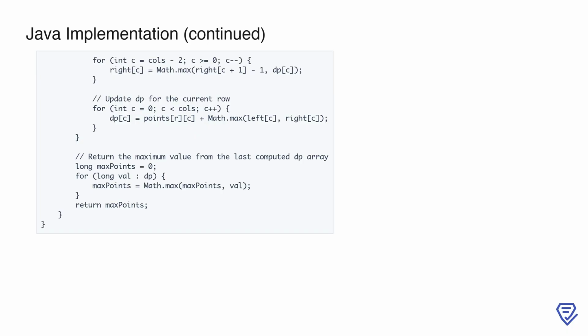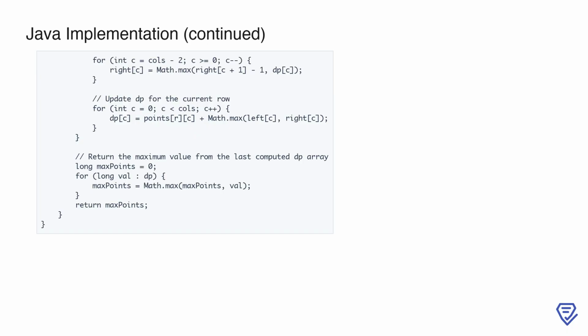With both the left and right arrays computed, we can update the DP array for the current row. For each column, we calculate the new DP value by adding the points at the current cell and the maximum of the corresponding values in the left and right arrays. This ensures that we account for the optimal path to the current column.